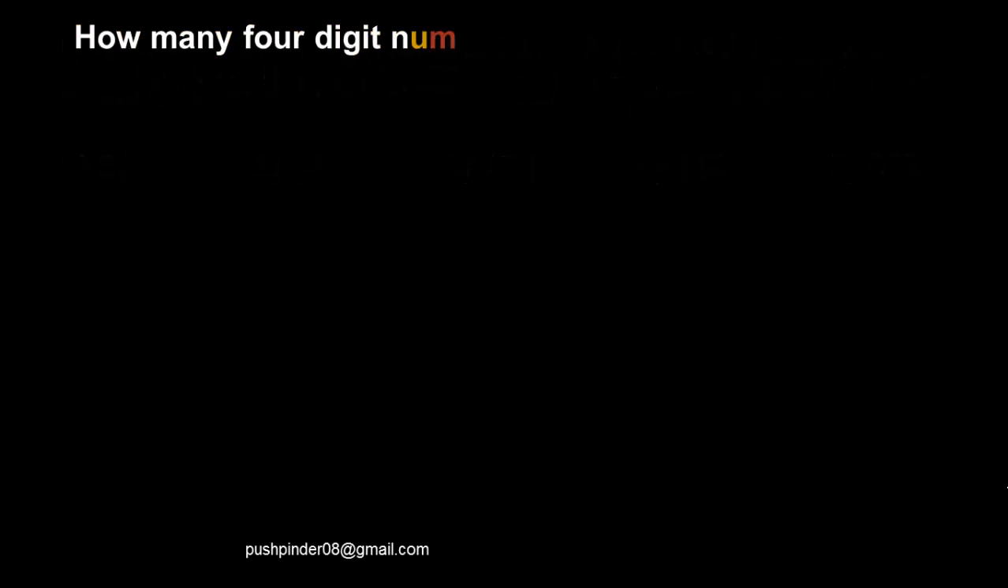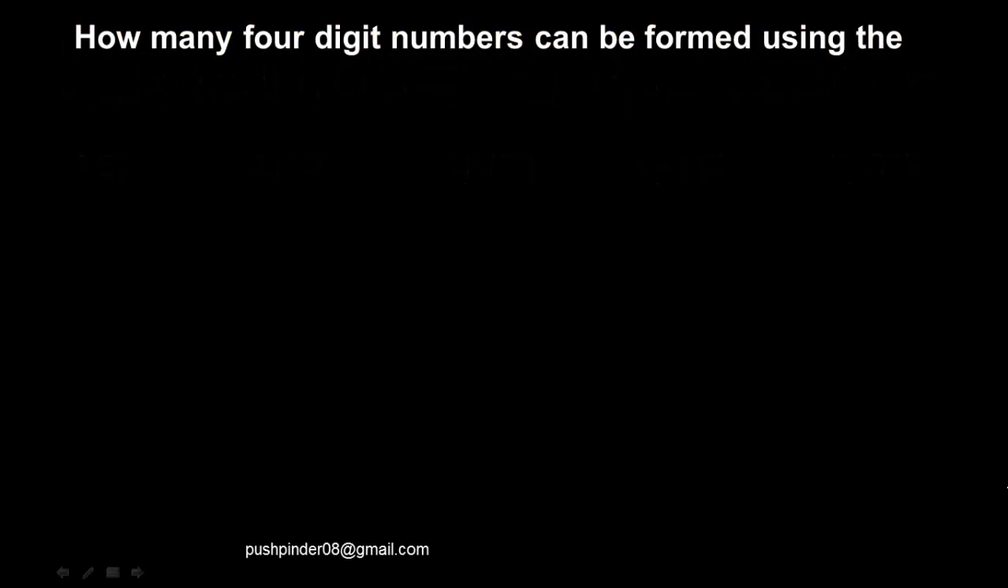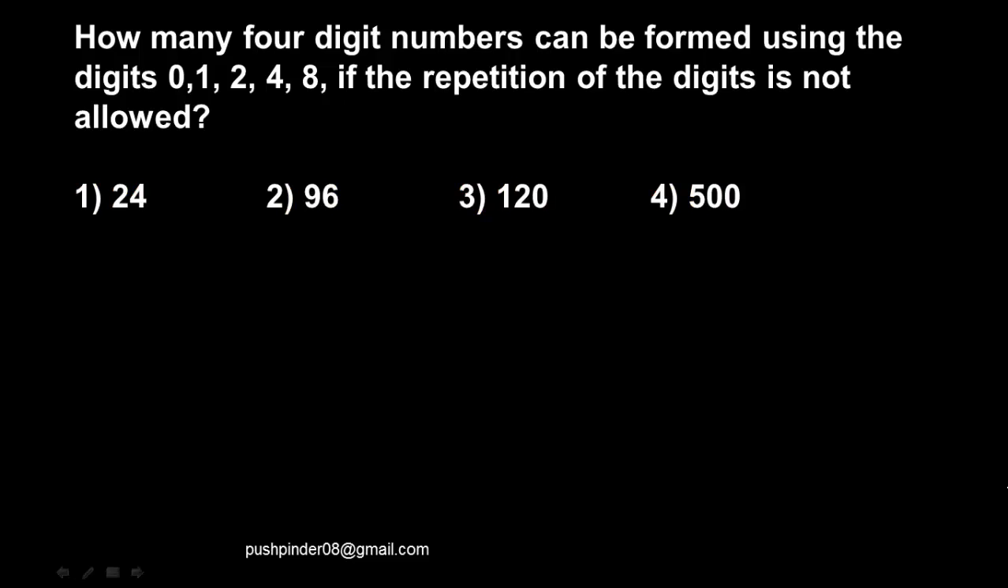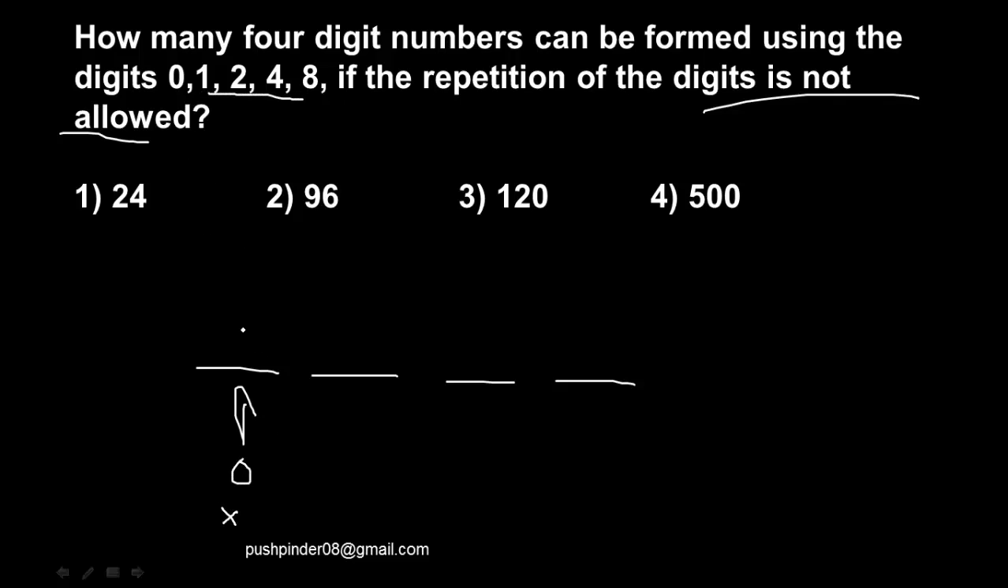Okay, let's move forward. So how many 4-digit numbers can be formed using the digits if the repetition of the digits is not allowed? I've just taken the previous question one step forward. Now over here, repetition of digits is not allowed. So again, 4 slots. Now over here you can't use 0, so let's satisfy this first. You can use any of the 4 numbers out of here. Now over here you can use 0, but you can't use the number that you've used there.